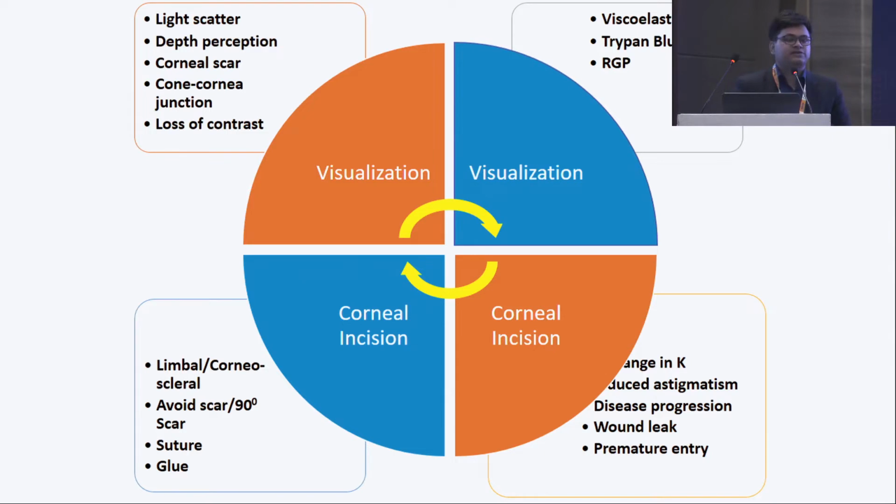Use viscoelastic to coat the corneal surface. Why? Because viscoelastic will prevent epithelial dehydration during the procedure, and also it will give you a little magnification of intraocular contents. Trypan blue you should always use, it will help you in rhexis as well as during irrigation aspiration.